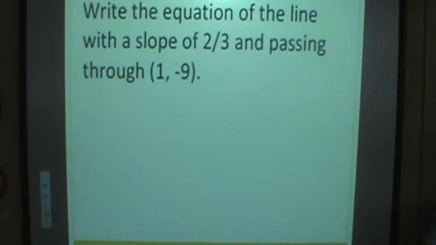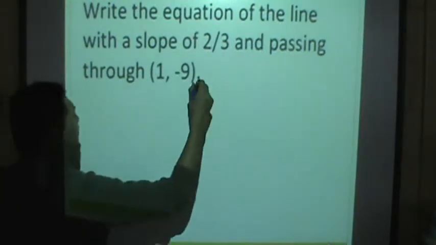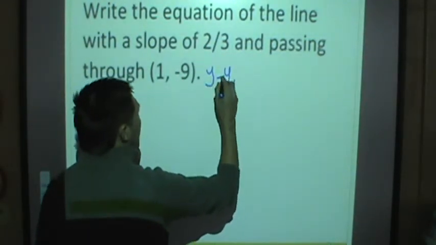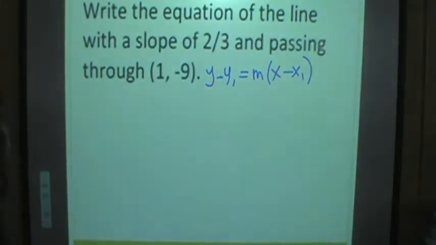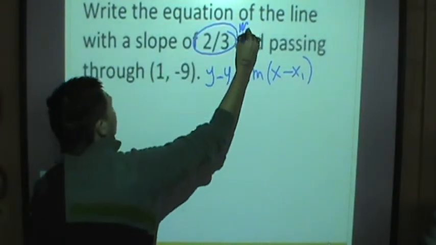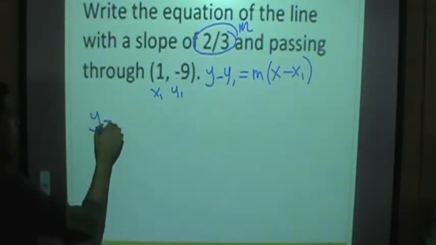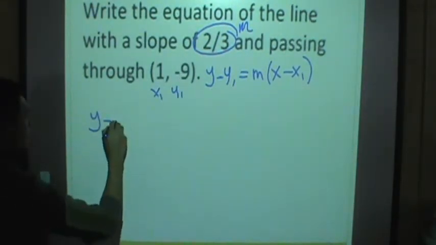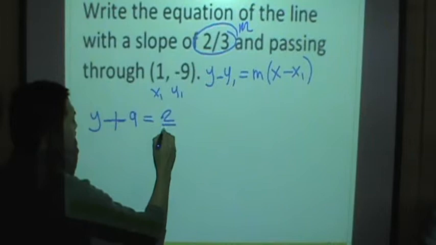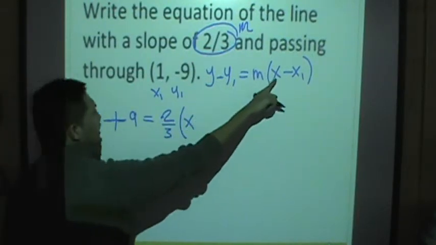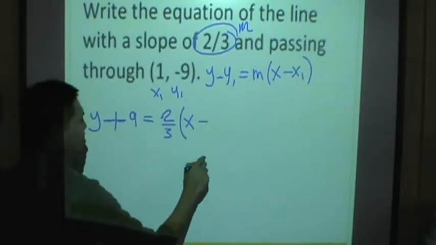Okay, how about this time having a slope that is in fraction form. y minus y1 equals m times (x minus x1). That is the formula. Now you know this is the slope, and this is x1, y1. Let's plug it in. y minus negative 9, which is y plus 9, equals the slope, 2/3, times (x minus x1), where your x1 here is 1.